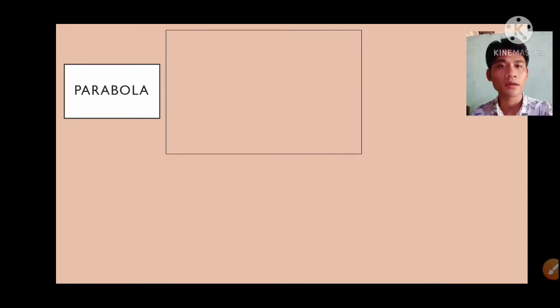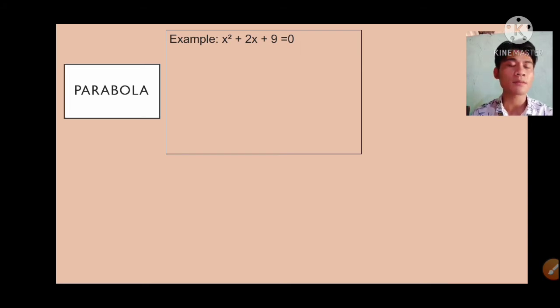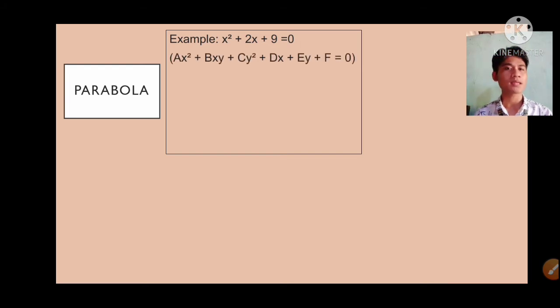Let us observe. First is a given example for a parabola. Just compare the process or the solution given. Example number 1 for a parabola: x squared plus 2x plus 9 is equal to 0. First, let us put it in the standard form for a conic section, which is ax squared plus bxy plus cy squared plus dx plus ey plus f is equal to 0.